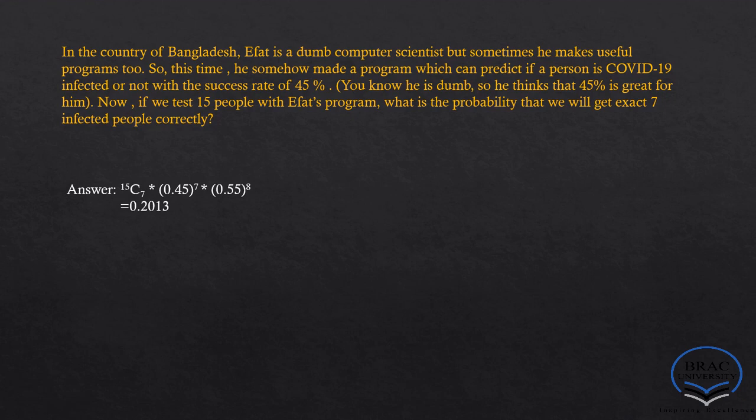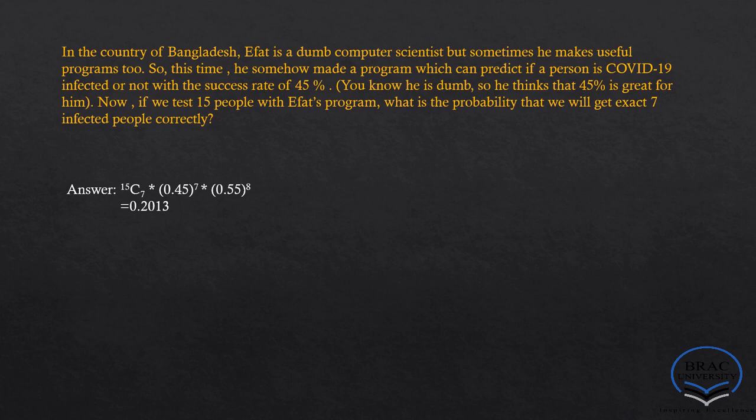In the country of Bangladesh, Ifat is a dumb computer scientist, but sometimes he makes useful programs too. So this time he somehow made a program which can predict if a person is COVID-19 infected or not with a success rate of 45%. As I have told already, he is dumb, but he helps me make these slides now.